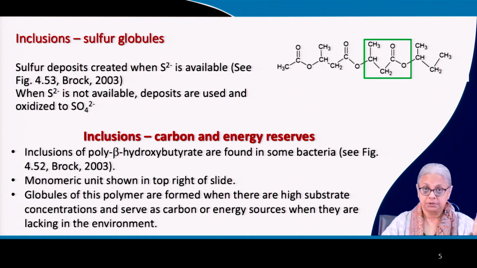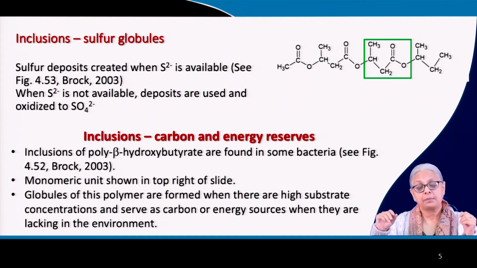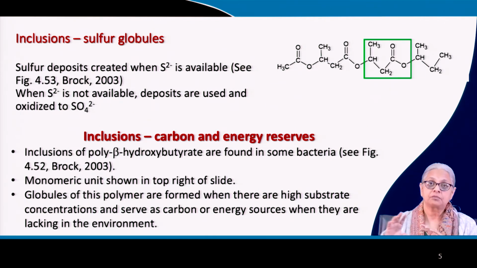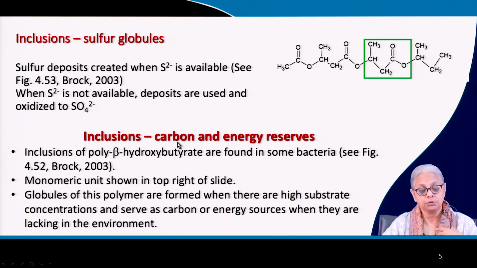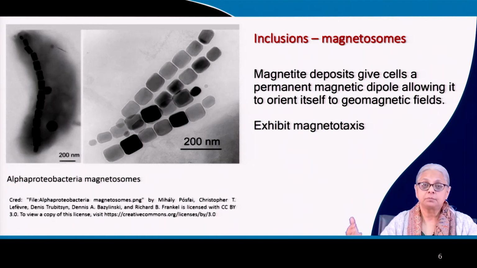Globules of this polymer are formed when the substrate concentration in the environment is high, and this will help the bacteria to survive famine, famine in the sense of nutrient availability. So when there are insufficient nutrients in the environment of the particular bacterial cell, it can utilize these storage granules for both mass as well as energy. So these are survival mechanisms that have been developed by bacteria to survive when the environmental conditions are hostile.